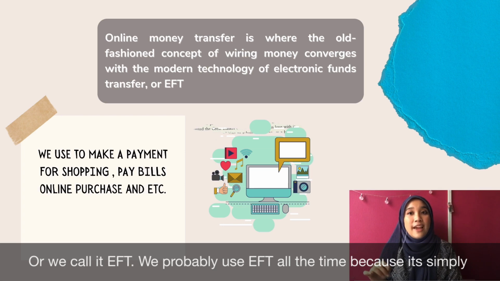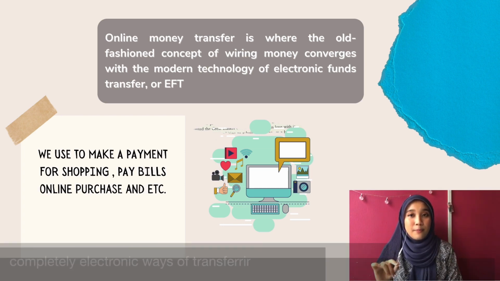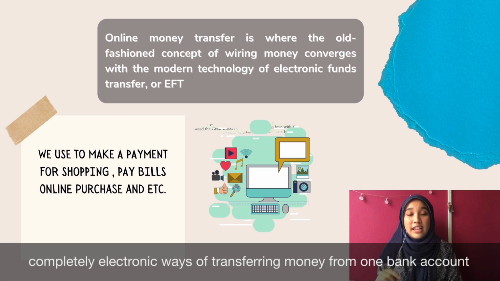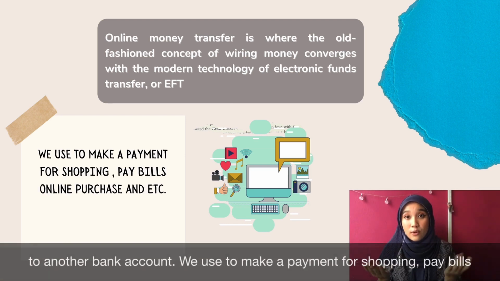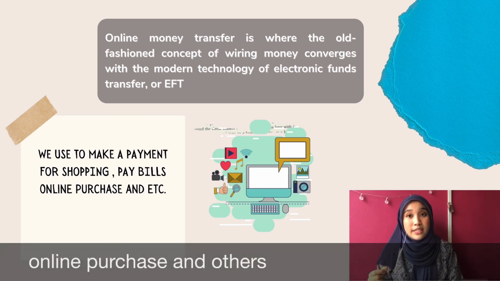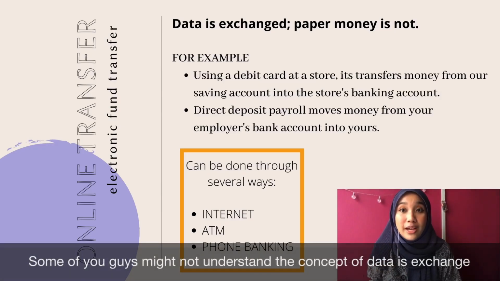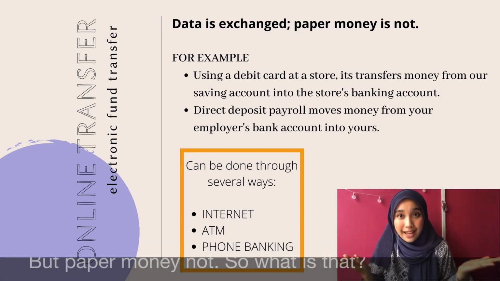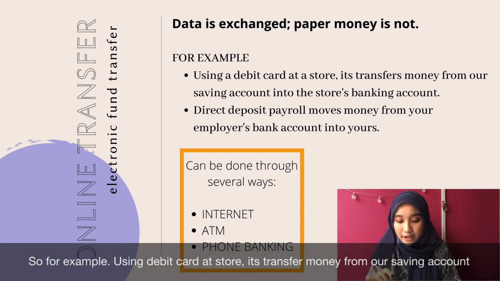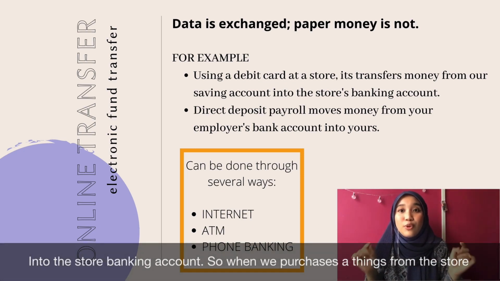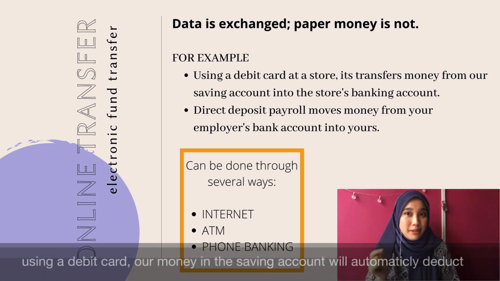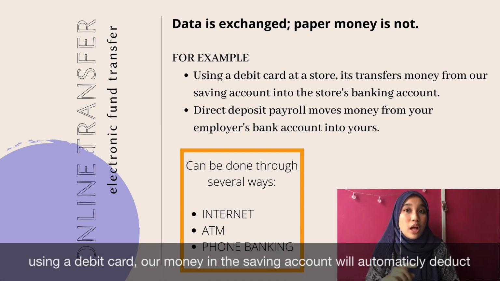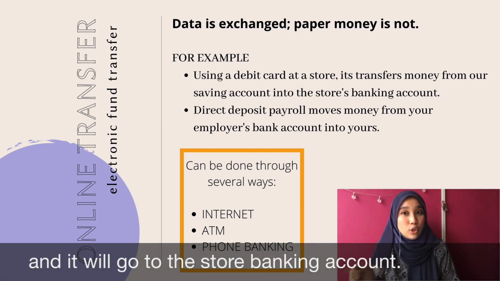We probably use EFT all the time because it's a completely electronic way of transferring money from one bank account to another bank account. We use it to make payments for shopping, pay bills, online purchases, and others. Some of you might not understand the concept that data is exchanged but paper money is not. For example, using a debit card at the store transfers money from our saving account into the store's banking account. So when we purchase something at the store using a debit card, the money in our saving account is automatically deducted and goes into the store's banking account.